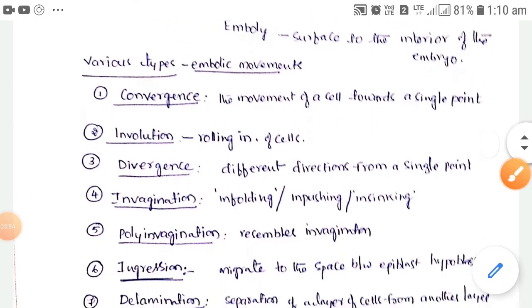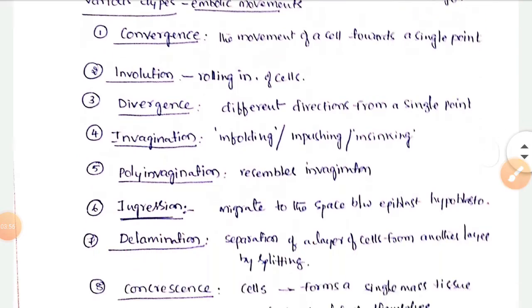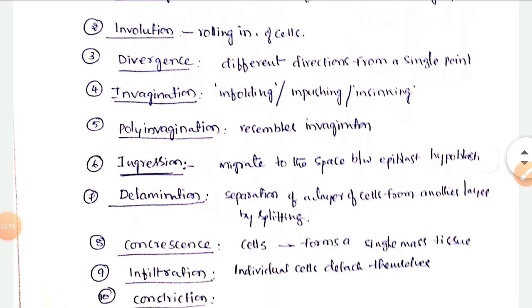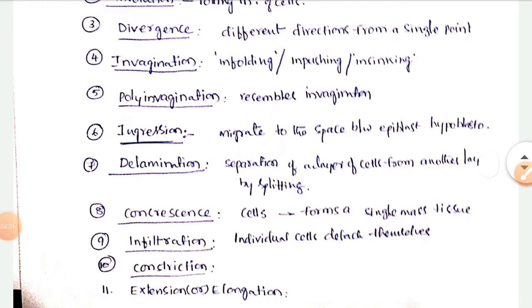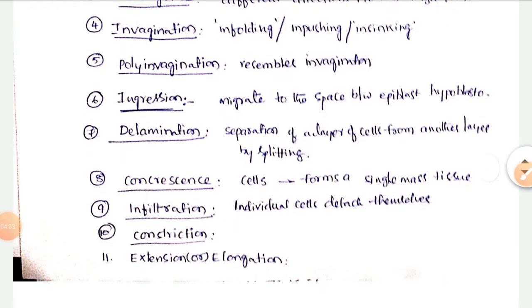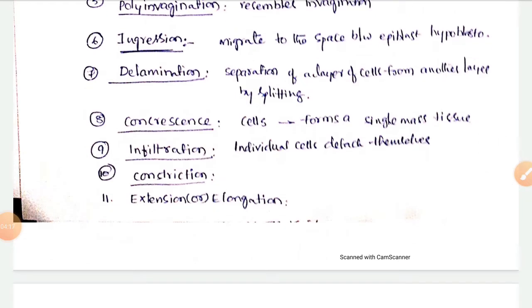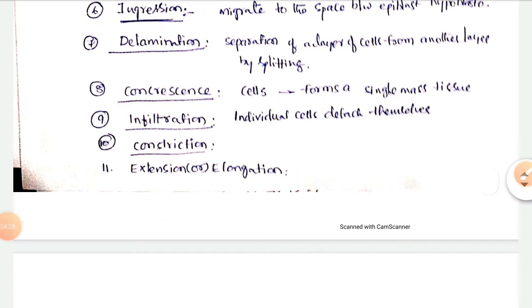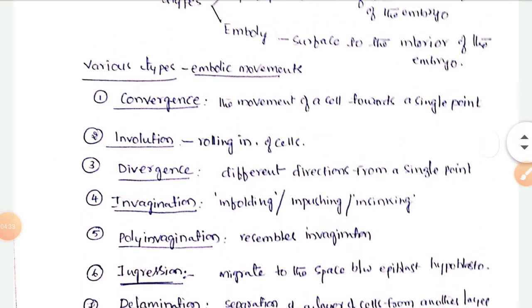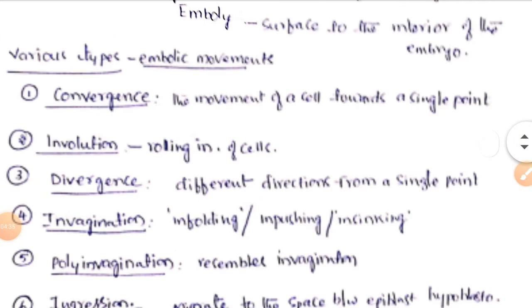Here several different types of embolic movements are there. One is convergence, second is involution, third is divergence, fourth is invagination, fifth is polyinvagination, sixth is ingression, seventh is delamination, eighth is concrescence, ninth is infiltration, tenth is constriction, and the eleventh is extension or elongation.